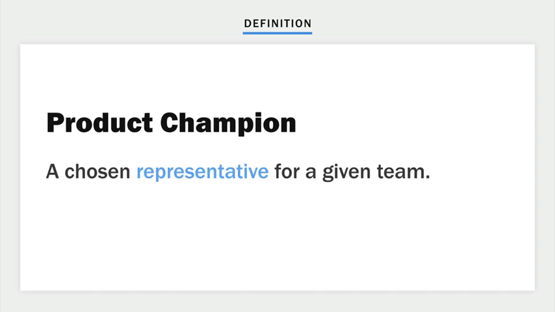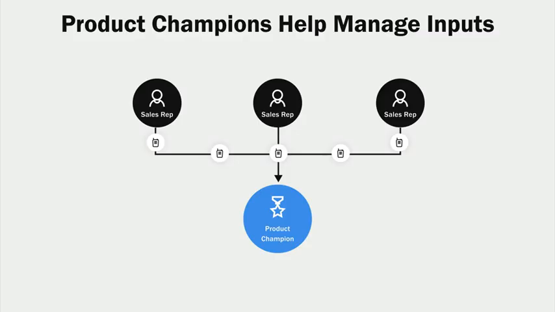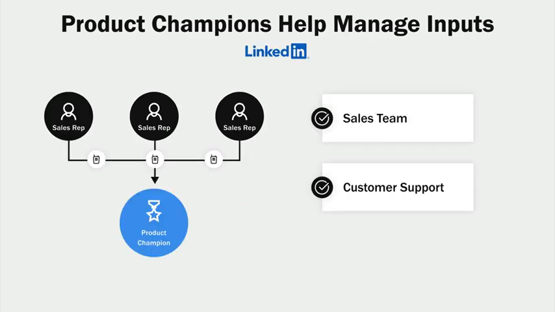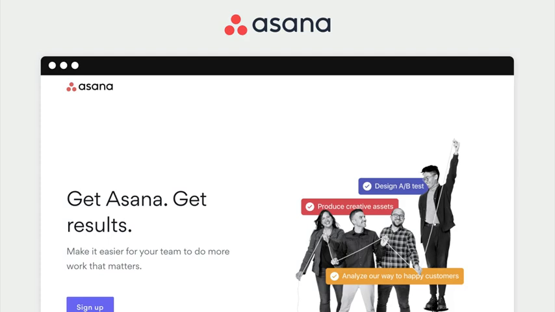A product champion is a chosen representative for a given team. All feedback from the team funnels through them, and they effectively act as the product's ambassador to answer questions from the team. Having a single point of contact for each team makes feedback collection and handling much easier because you now only deal with one person instead of a whole team. For example, LinkedIn chose to have one product champion from sales and one from customer support in order to better manage stakeholder input. Similarly, consider Asana, the product management software company.